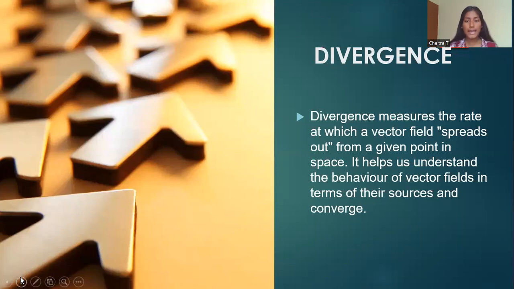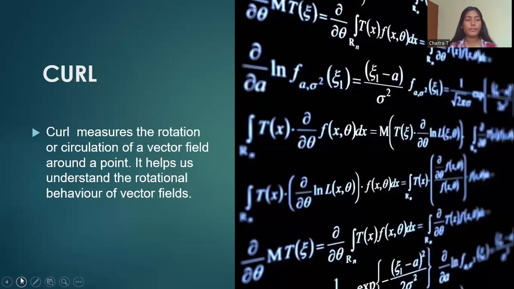Divergence. Divergence measures the rate at which a vector field spreads out from a given point in space. It helps us understand the behavior of vector fields in terms of their sources and sinks. Curl. Curl measures the rotation or circulation of a vector field around a point. It helps us understand the rotational behavior of vector fields.